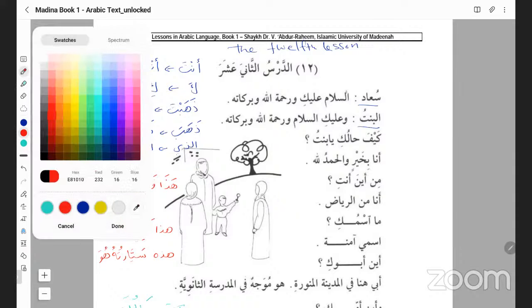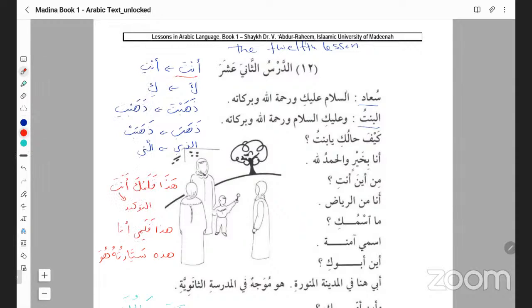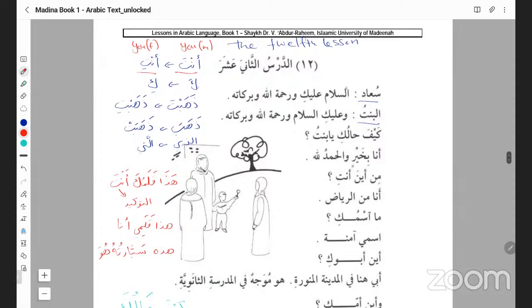So in this lesson we learn a bit of what we have done before, anta, and the feminine of that is anti, and we spoke about it before. So this lesson you're going to be exposed more to the feminine pronouns. So anta becomes anti. Both of them are you. So anta is you, but for a male, so if we refer to a male, it is anta, and anti is you, but you refer to a female. So anta or anti.